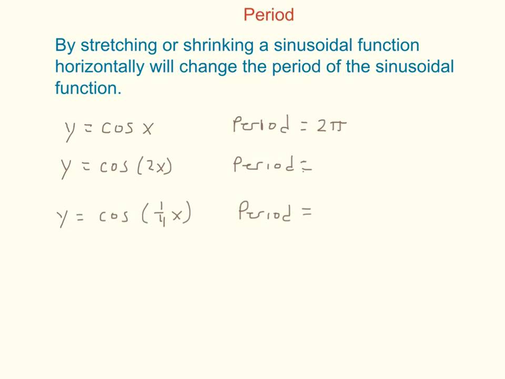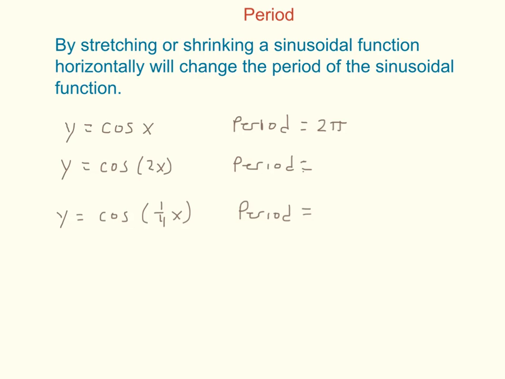The next thing we have is the period. The period is really the amount of time, the horizontal distance, it takes for the sinusoidal function or a periodic function to repeat itself. Really, when we stretch or shrink this sinusoidal function horizontally, we're going to change the period of that function. So we'll deal with cosine here, but it's the same for sine. We know the period for cosine is equal to 2 pi.